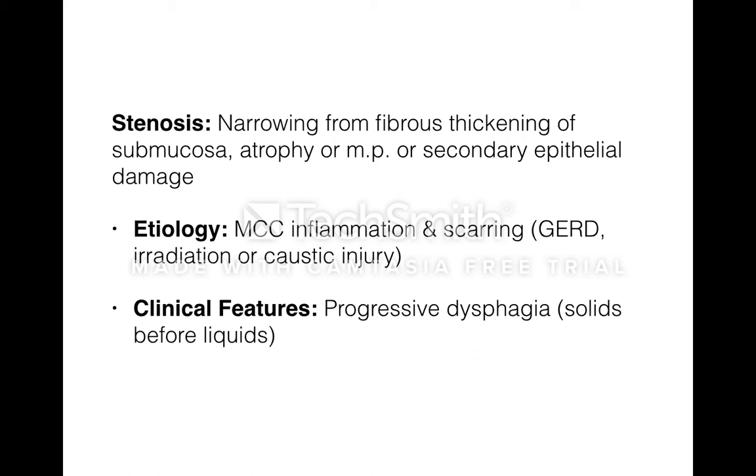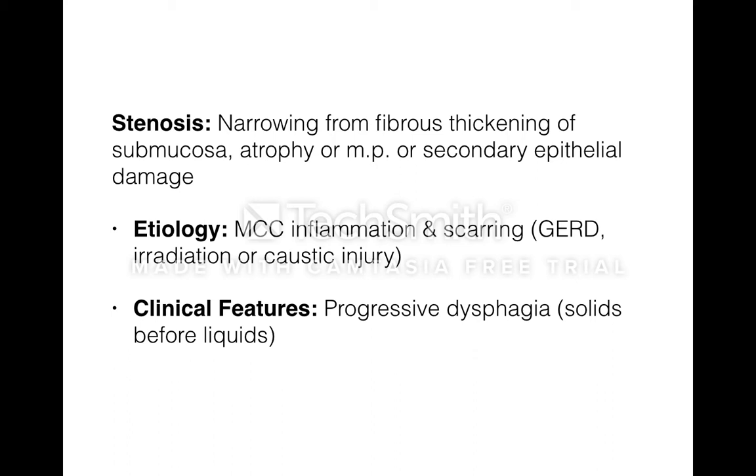Stenosis is the other common cause of esophageal mechanical obstruction. The narrowing is typically caused by fibrous thickening of the submucosa, atrophy of the muscularis propria, or secondary epithelial damage. This is almost always caused by inflammation and scarring from chronic GERD, irradiation, or caustic injury, such as swallowing bleach.